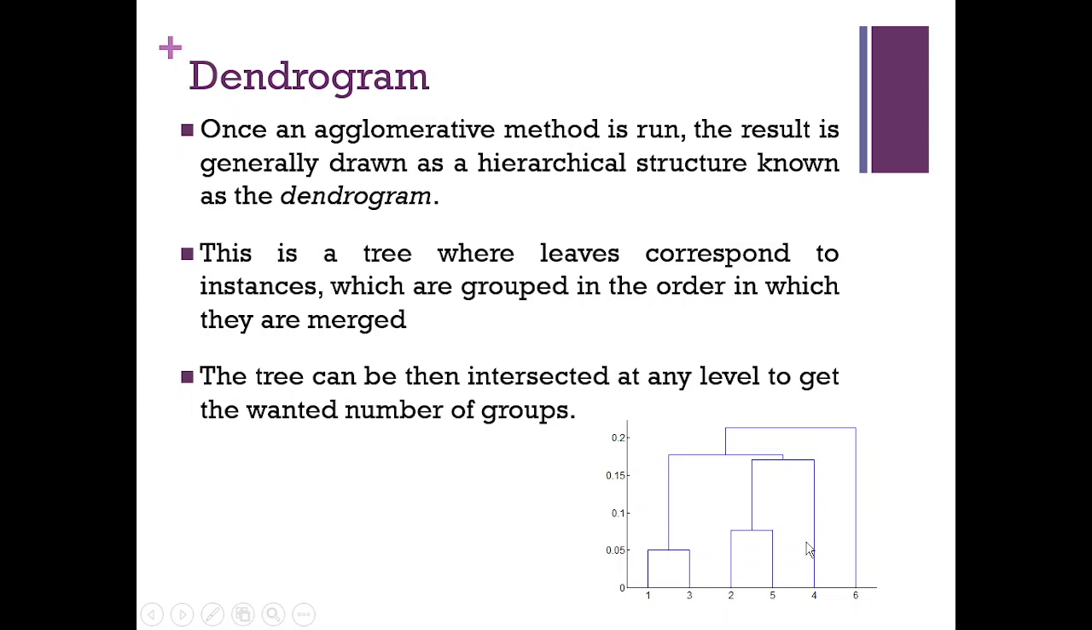The tree can then be intersected at any level to get the number of groups we want. So if I wanted just three clusters, my three clusters would be 1 and 3, 2, 5 and 4, and 6. So I can cut the tree at whatever desired level I want. If I want 4 clusters, my 4 clusters would be the cluster with data point 6, the cluster with data point 4, the cluster with points 1 and 3, and 2 and 5. So I can cut this tree at whatever level I want.